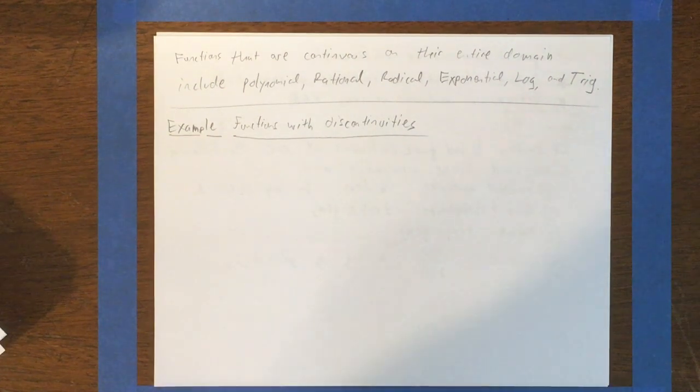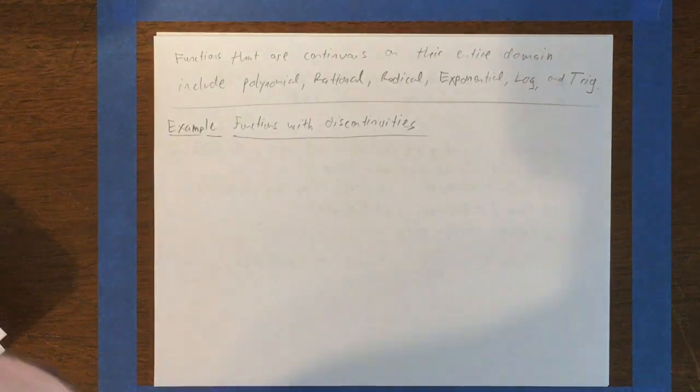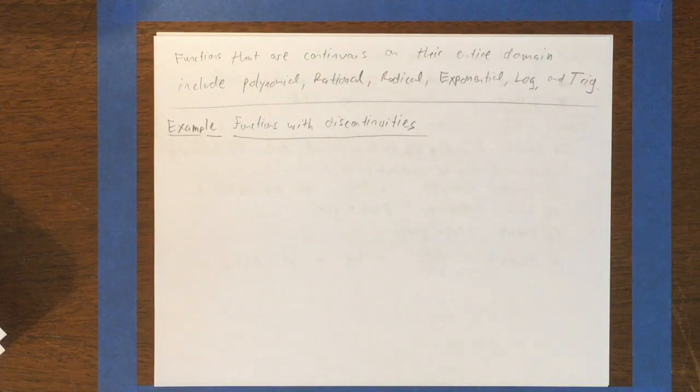All right, so now we've learned about continuity. Let's talk about what types of functions that we already know about are continuous on their entire domain. Turns out most of the types of functions you've dealt with before are continuous everywhere they're defined. Polynomial functions, rational functions, radical, exponential, log, and all the trig functions. They're actually continuous on their entire domain.